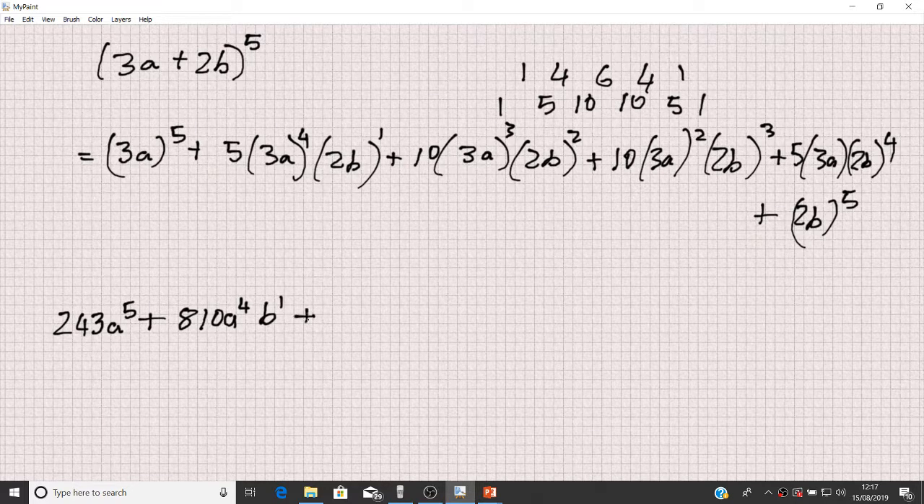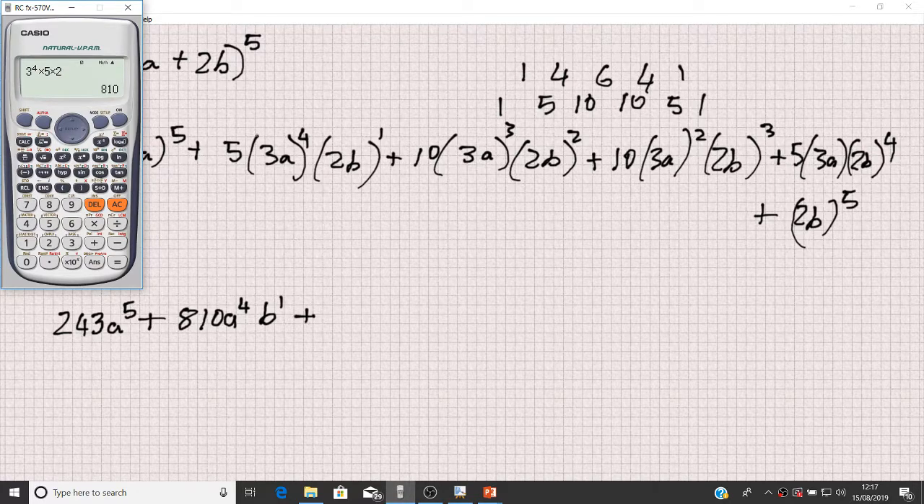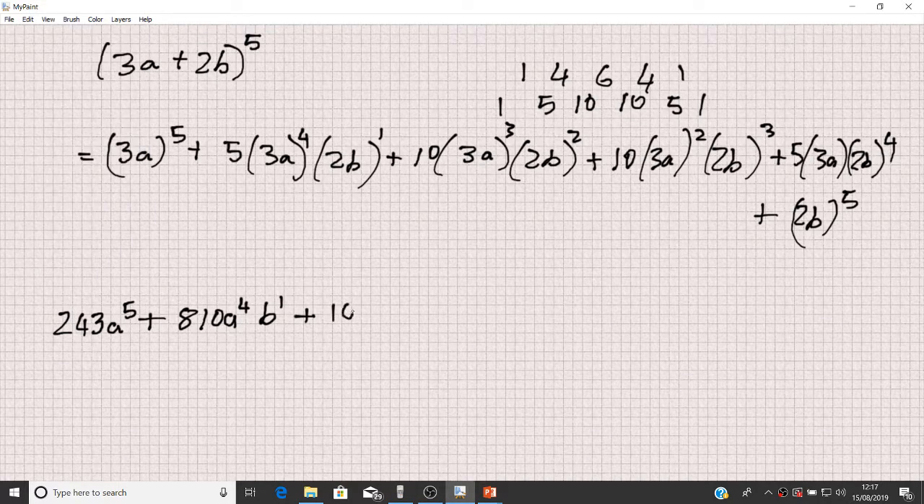The next term, we have 3 cubed, 2 squared times 10. So let's have a quick look at that. So we can maybe clear this and do 3 cubed times 2 squared times 10, and the coefficient of the next term is 1080. So I'll just pop that down there, 1080, and that is a cubed b squared.